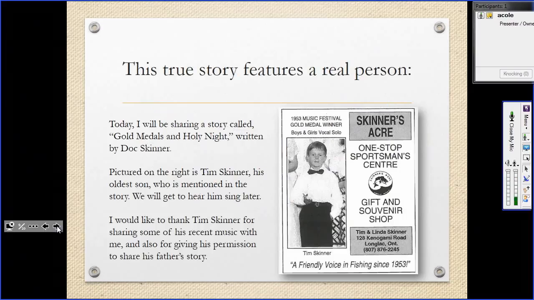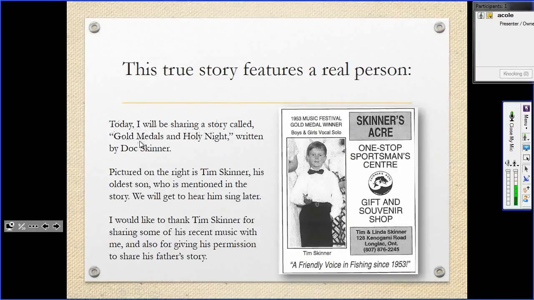Before I get started, just a couple of things. I'm going to tell you a little bit about the author of the story soon. But I wanted to mention that this is a true story. It's a true short story, and it features a real person. So I'm sharing a story tonight.